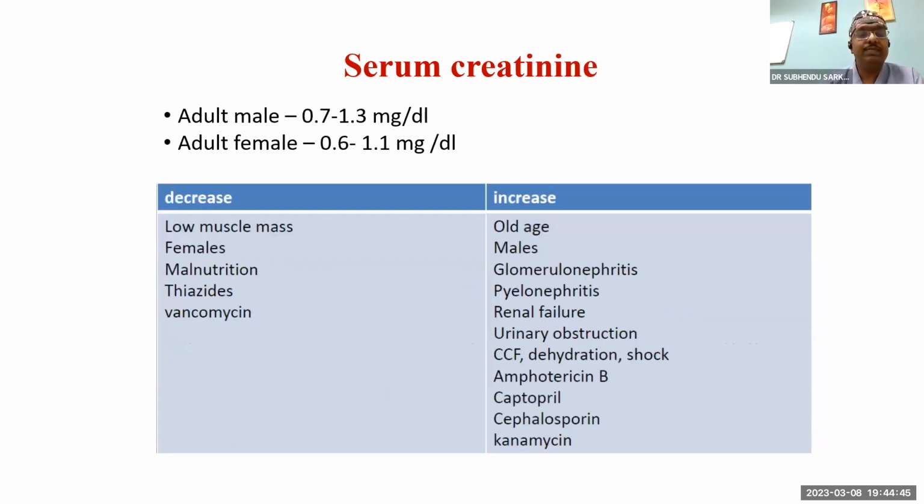Now the serum creatinine. For an adult male, it is 0.7 to 1.3, and for an adult female, 0.6 to 1.1. Decrease and increase.